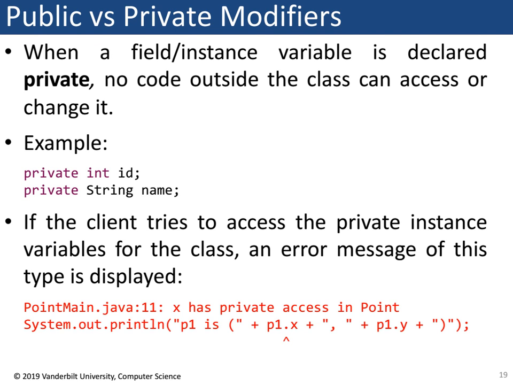So to make sure we've ground this into the ground and it's perfectly clear, nothing outside the class is going to be able to access any instance variable or field if it is declared to be private. So if we had a class that had the instance variables ID and name, and we declared both to be private, and a client program attempts to access these variables directly, then an error is going to be thrown by the compiler saying that that instance variable has private access in that particular class.